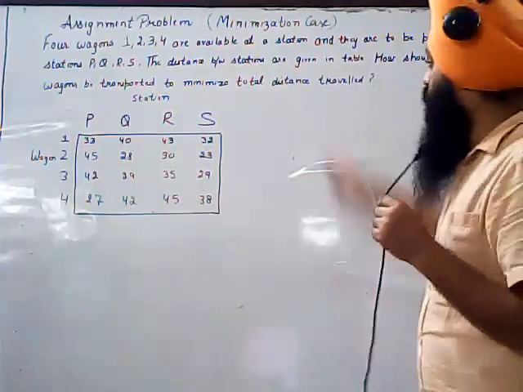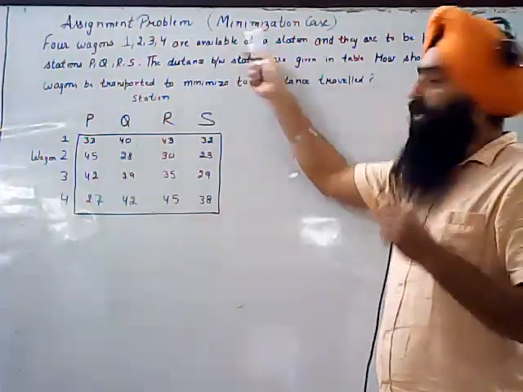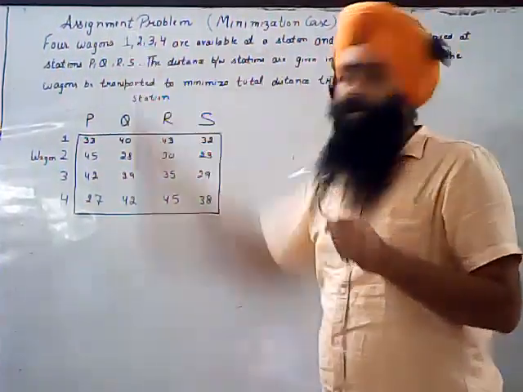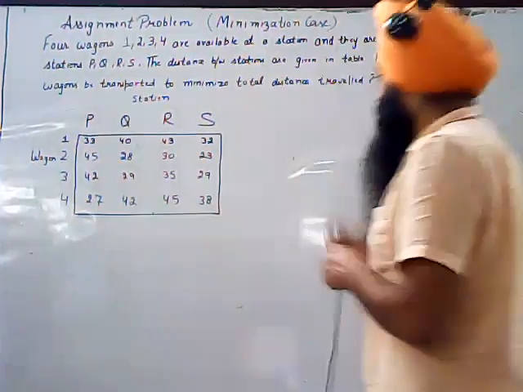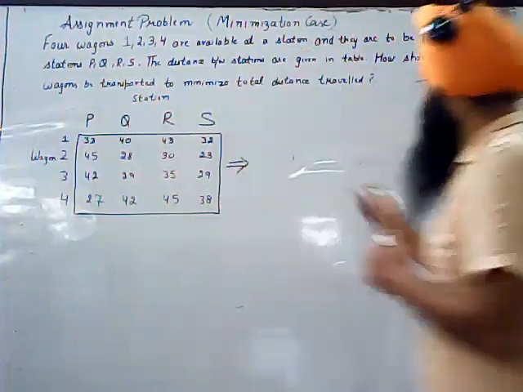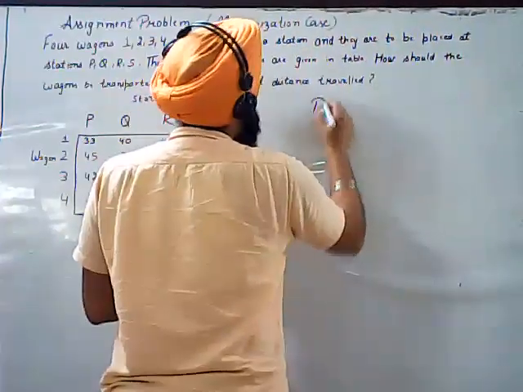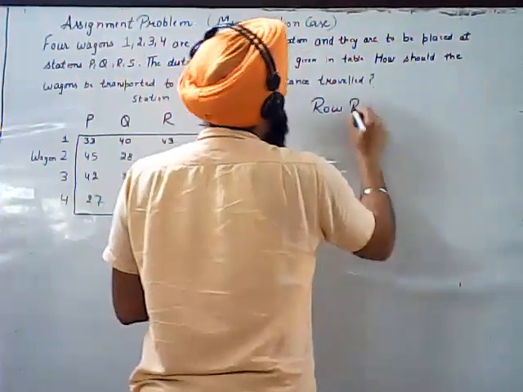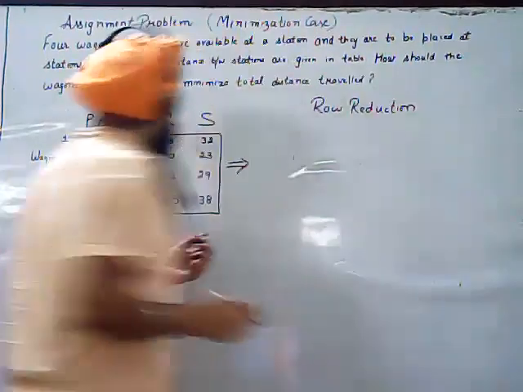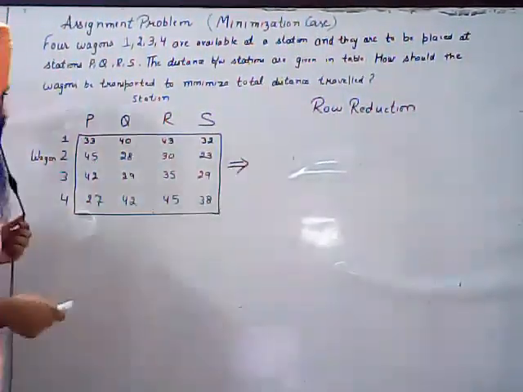So we have to minimize the total distance traveled. So this is a minimization case. Okay, so this is a minimization case of the assignment problem. So the first step in the assignment problem is row reduction. First of all, we have to find the minimum element in each row and then we have to subtract that element from the entire row.